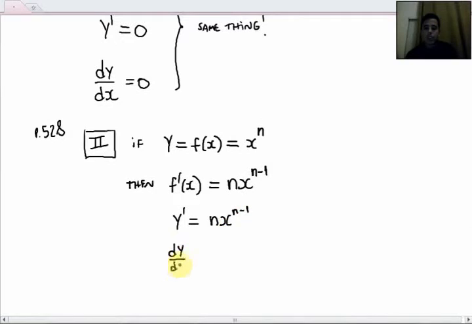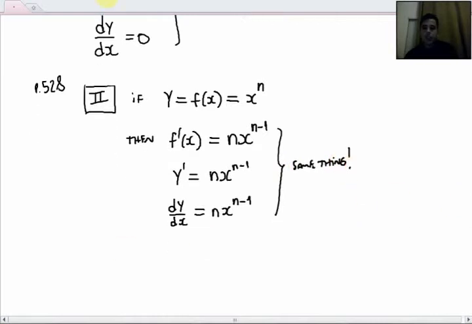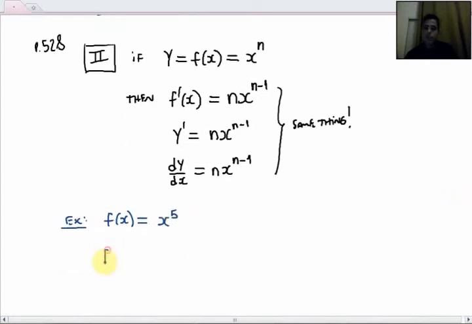Or dy dx. So again, same thing. All right, let me illustrate that with an example, okay? Here it is. Let's say your function is x to the 5th power. So what is the derivative?